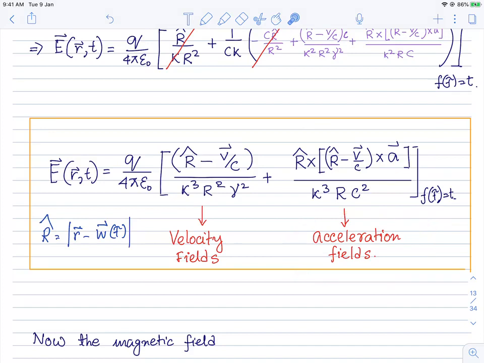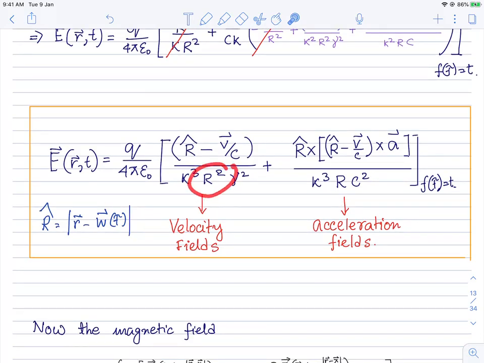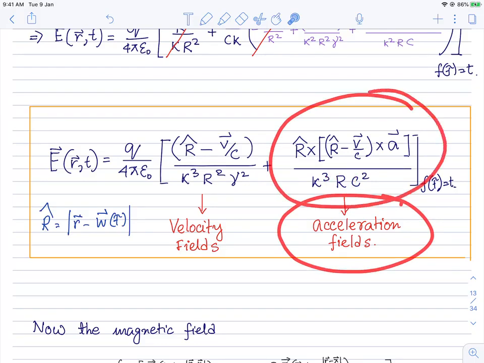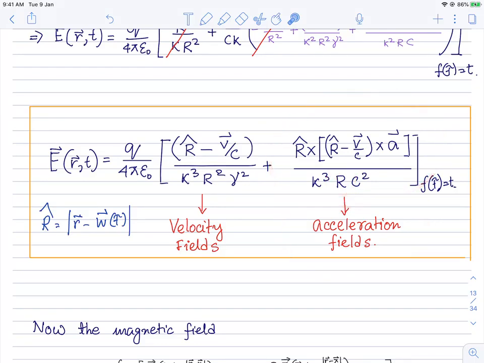And you can note the difference here. This one goes as 1 over r squared, and this one goes as 1 over r. So this 1 over r dependence at large distances is what is going to give rise to our radiation fields. The acceleration fields for the point charge are the ones that give rise to radiation fields far away. We'll see this in more detail, but that has the potential of giving rise to the radiation fields far away, which you can tell just from the r dependence.